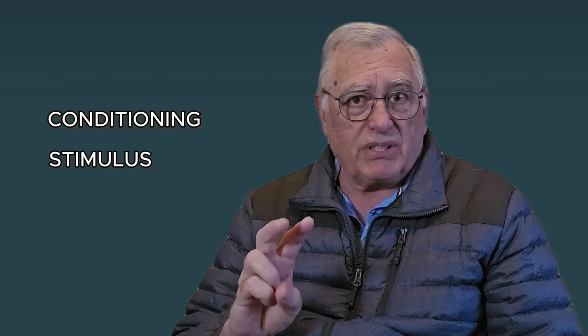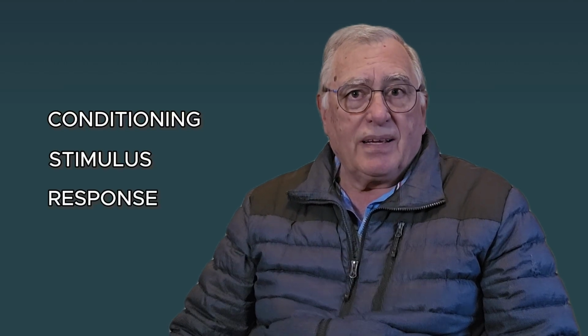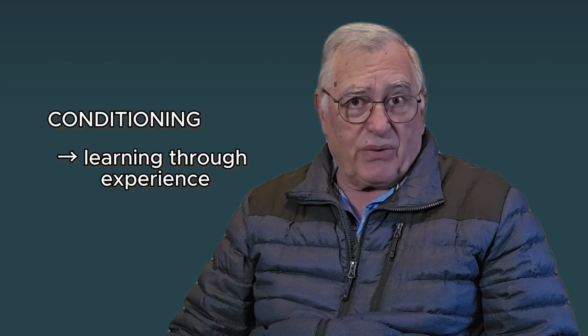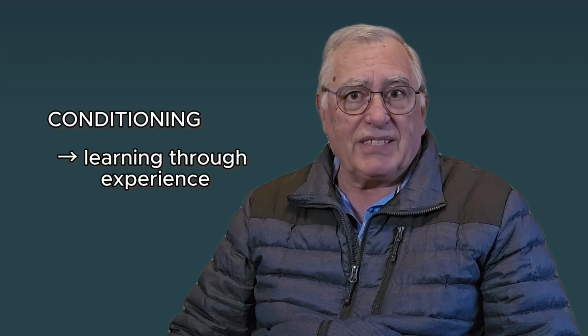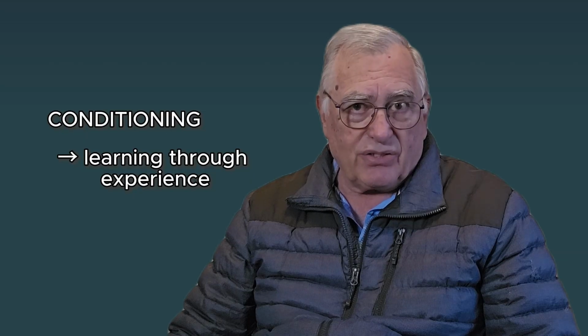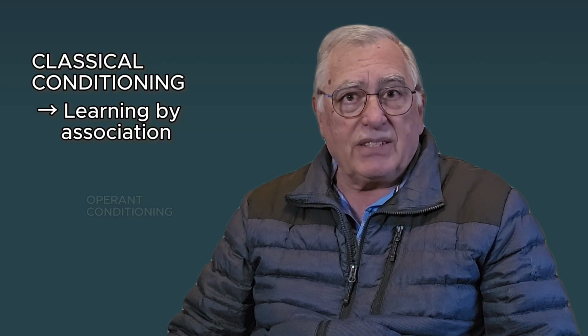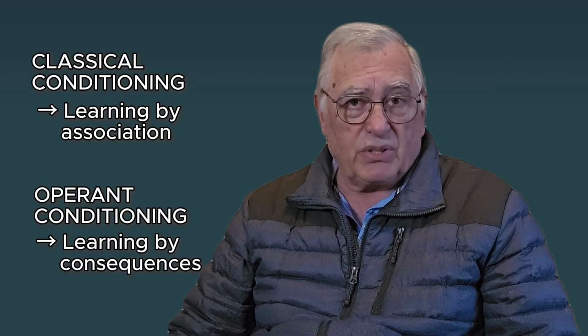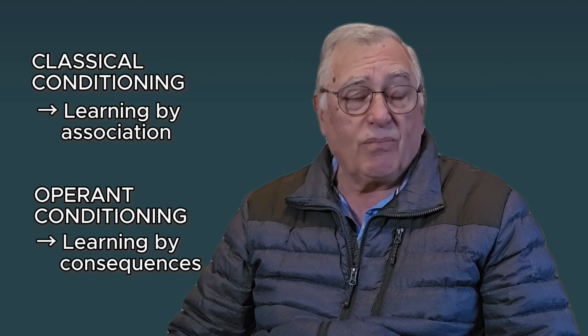Before we examine classical and operant conditioning, we need to understand three basic terms: conditioning, stimulus, and response. Conditioning means learning through experience, and that is that behavior changes because of what happens to us. And there are two main ways that learning can occur, according to this theory. Learning by association, that's classical conditioning, and learning by consequences, which is operant conditioning. More about those in a minute.